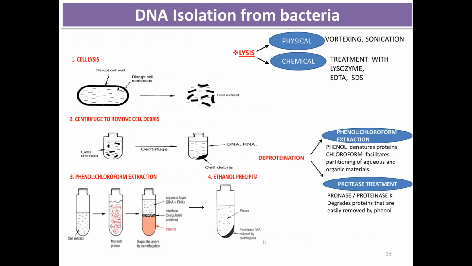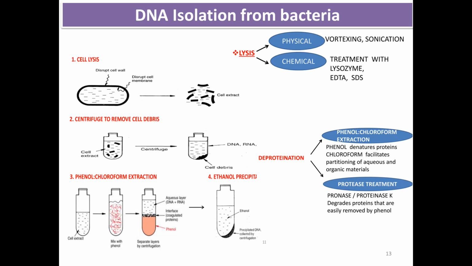DNA solution, this is a sample. For example, you can see this is a bacterial cell. So first step is cell lysis. Lysis means cell splitting. What will happen? This cell will be put in that EDTA and sodium lauryl sulfate solution. So what will happen? The cell wall will be disrupted and we will get the cell extract. Cell extract contains the cell wall fraction, the nucleus, nuclear material and so many other things.